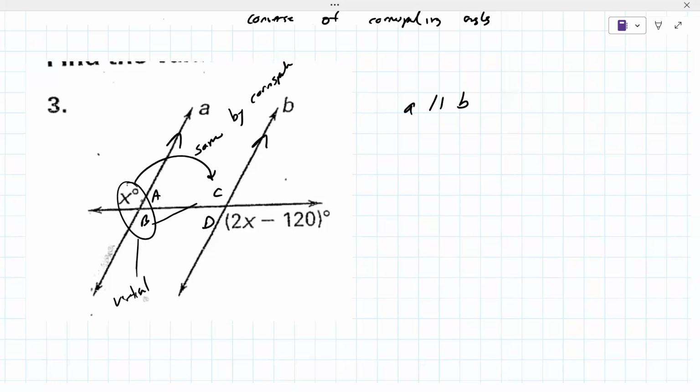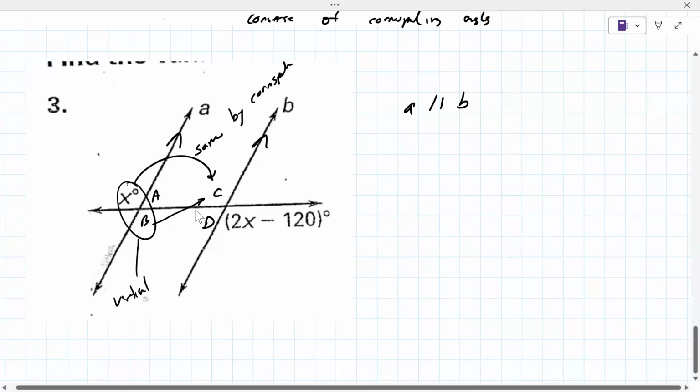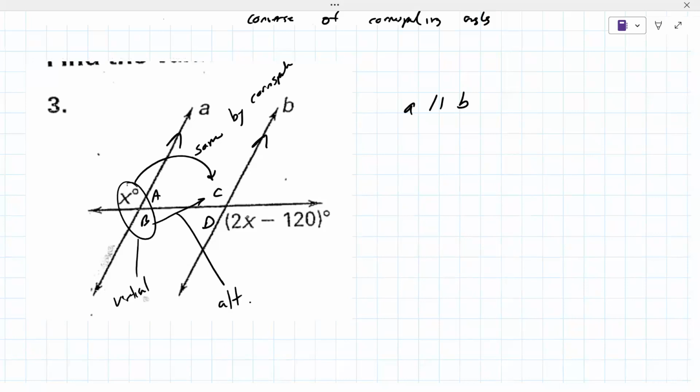Now, why are B and C the same? Alternate interior angles, which is very good. Alternate interiors. So you got to know all those. All right. So since X is the same as C, X is the same as this 2X minus 120. So you can set X equal to 2X minus 120. You solve for X, please.